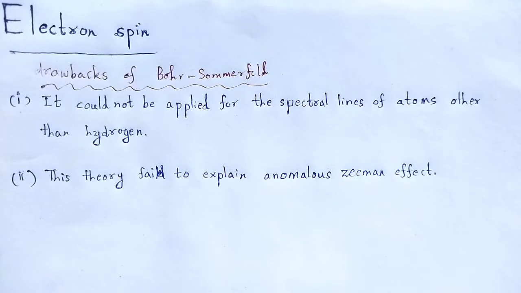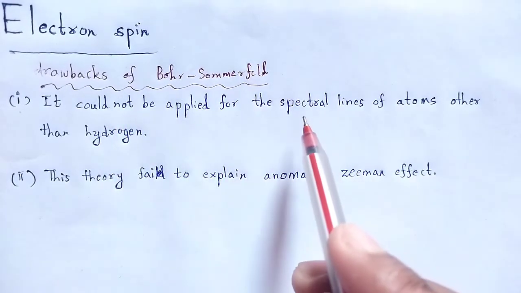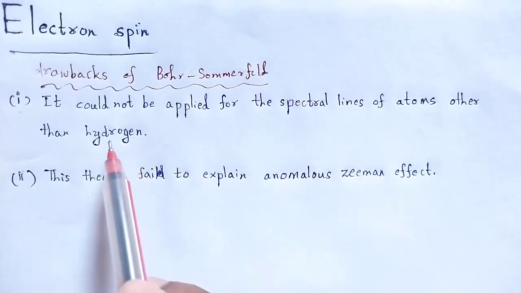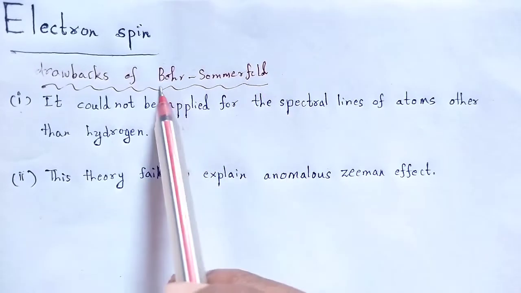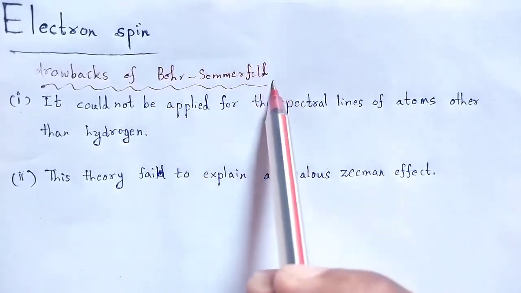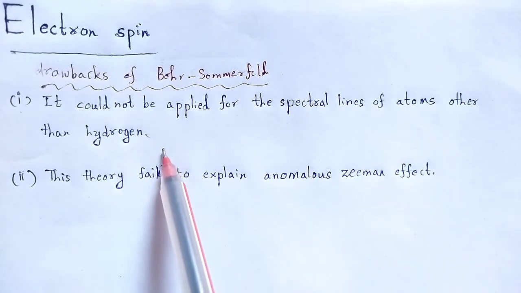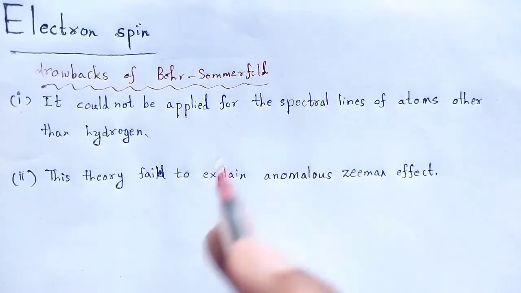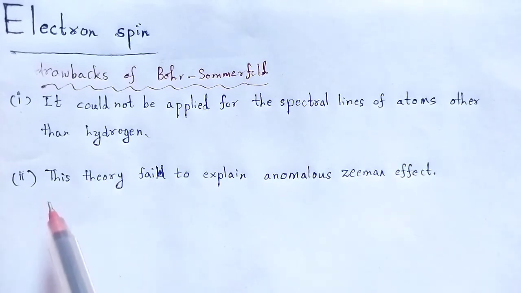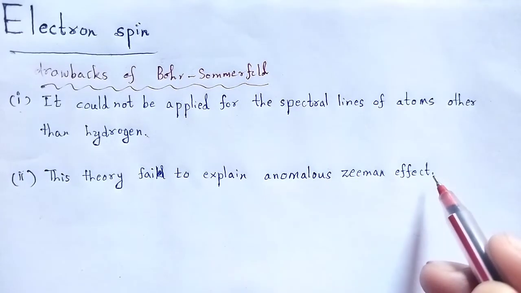It has two drawbacks. One is that it could not be applied to the spectral lines of atoms other than hydrogen. That model is justified to explain the spectral lines of hydrogen, but except for hydrogen, it can't explain. And the second drawback is that this theory failed to explain the anomalous Zeeman effect.